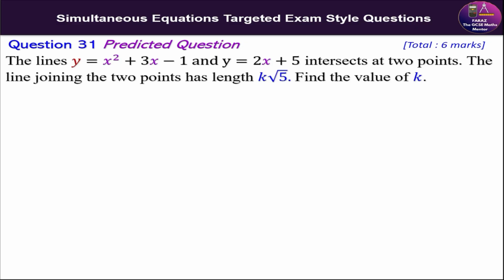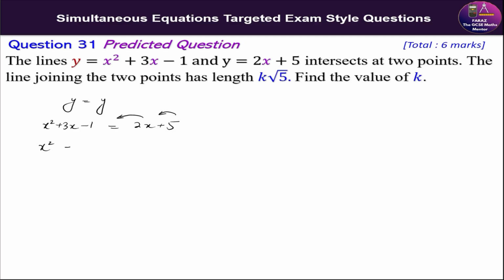Let's break it down. Step 1 is to set the equations equal to find the points of intersection. So we set y equals y there, because y equals x squared plus 3x minus 1 and y equals 2x plus 5. So we can write it in this way, y equals y, which means x squared plus 3x minus 1 equals 2x plus 5. Then x squared, bring these terms to the left side.